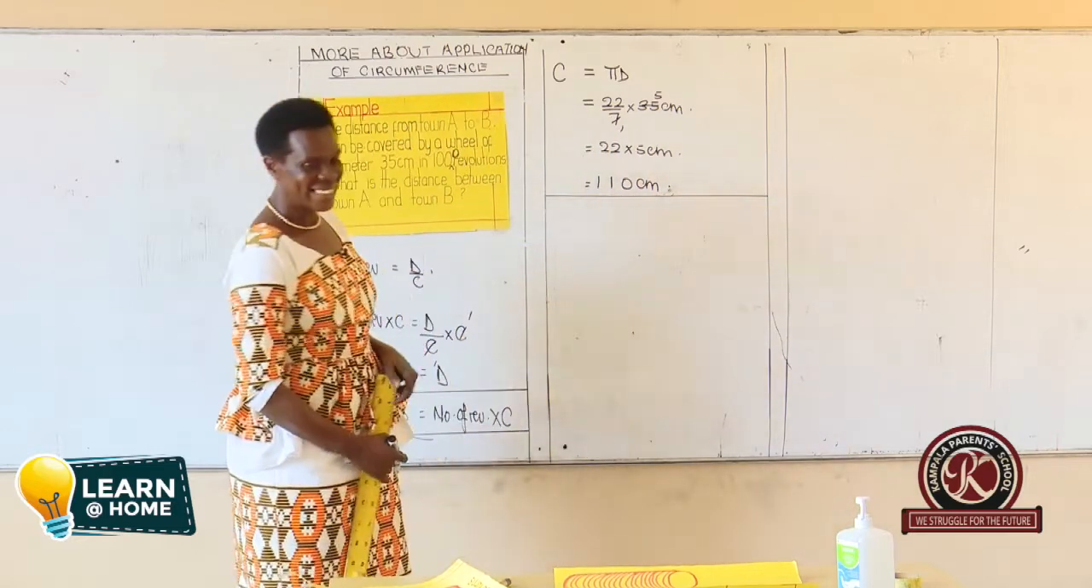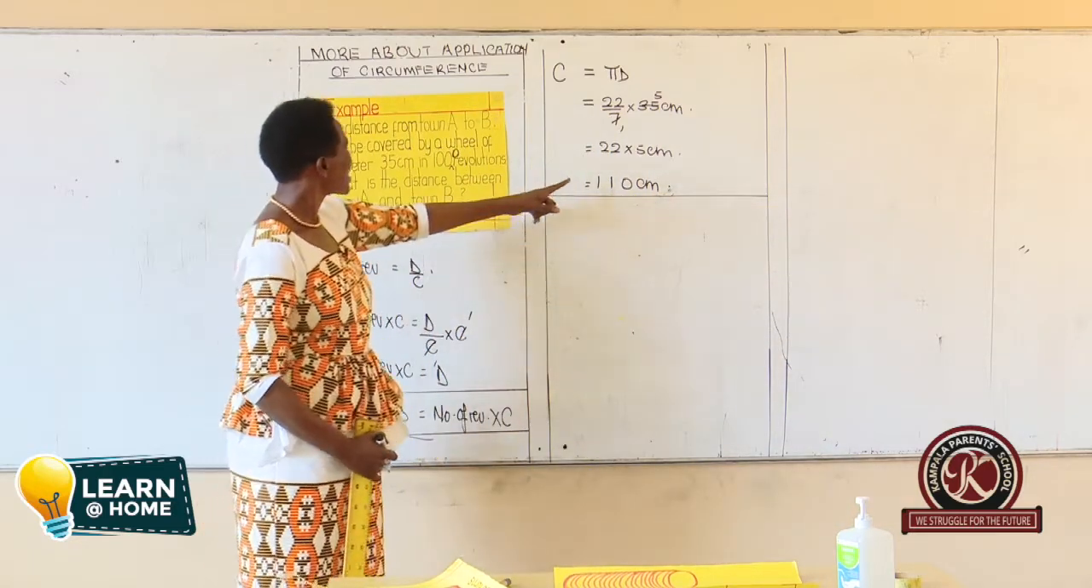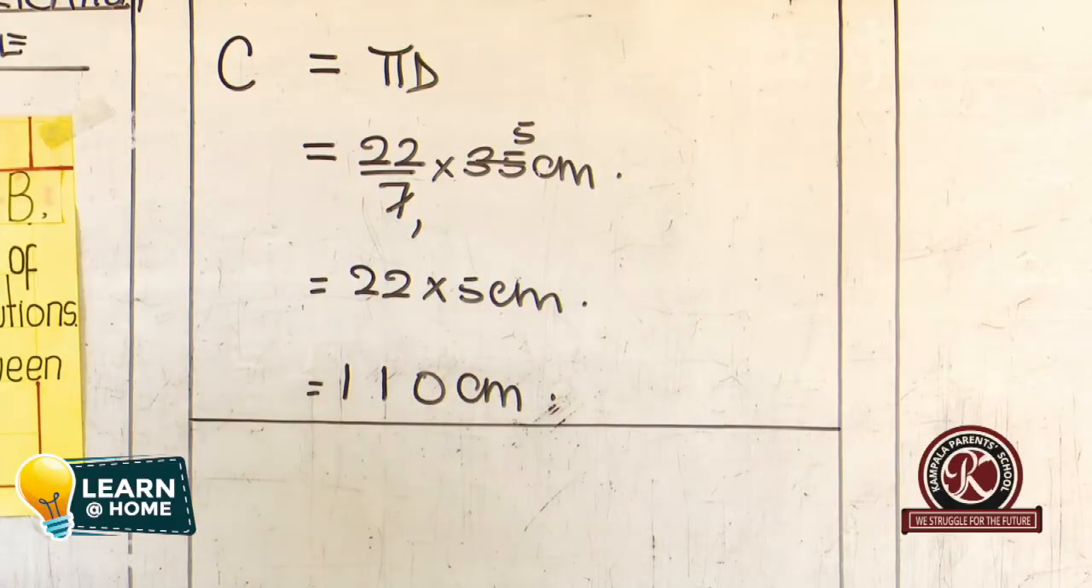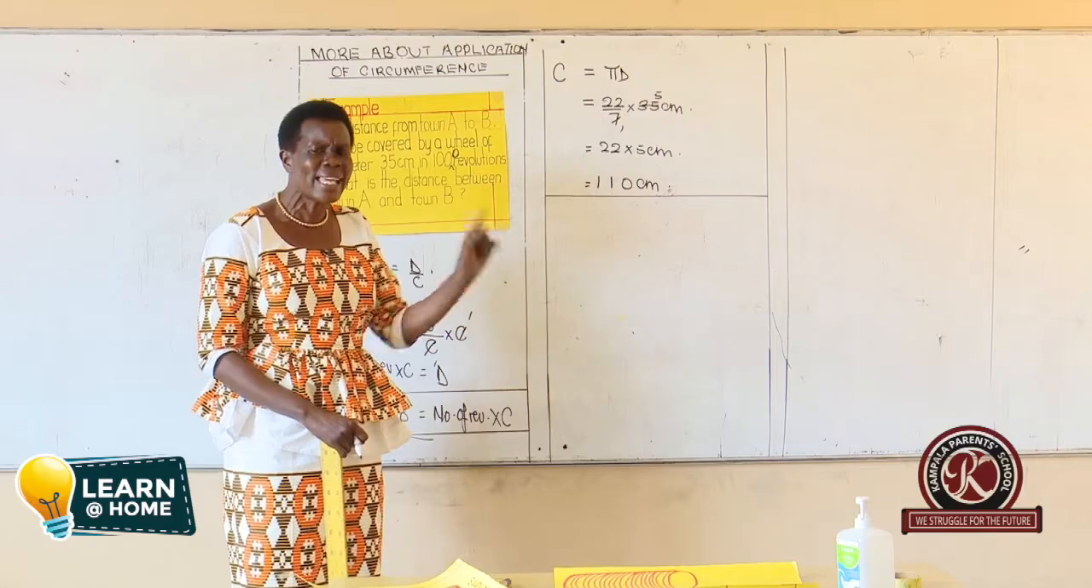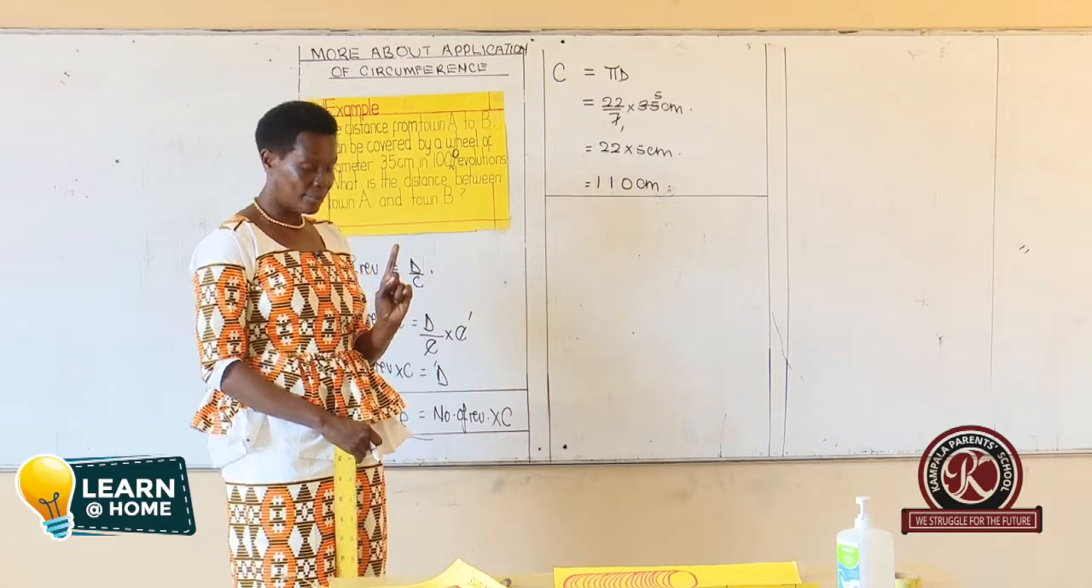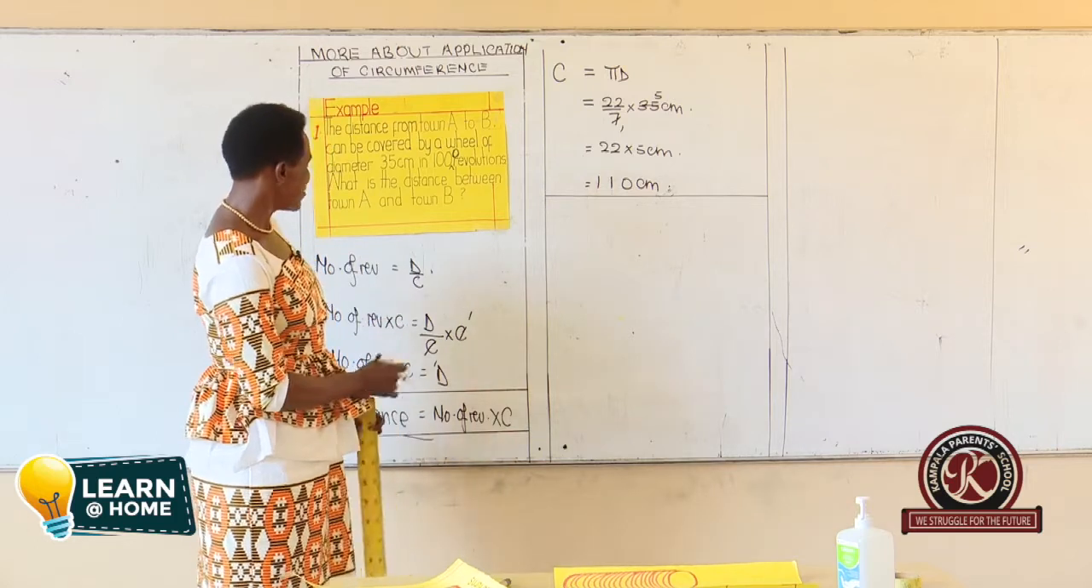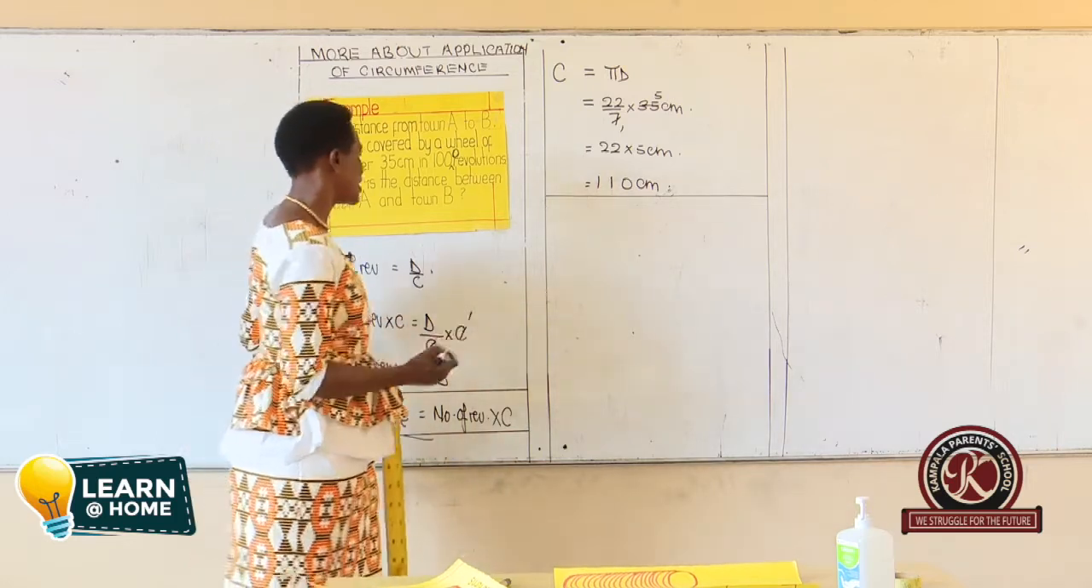What is the next thing? After now getting the circumference, what do we do? Because this circumference is very important. Without the circumference, you are unable to get the distance. Somebody is saying we are now going to get the distance. Yes, let us move there.